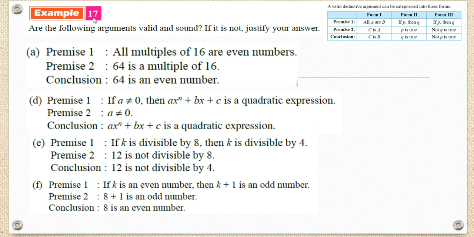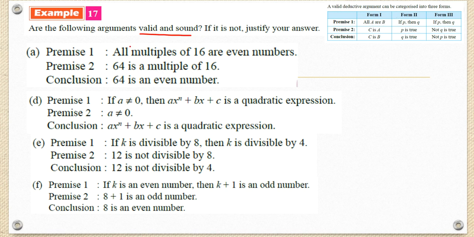So, example 17 here. They're asking you, are the following arguments valid and sound? If not, justify your answer. I wrote down the hint here: you have to follow these three forms. So premise 1... Then 64 is a multiple of 16. 64 is an even number. From looking at this, we know it's form 1, right?